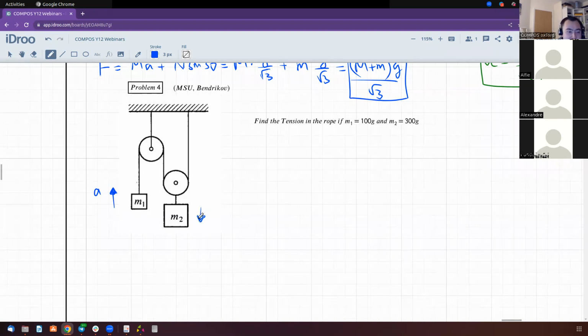What would be the acceleration of M2? And if you are able to answer this question, you are able to solve this problem. If M1 is accelerating at A, what is the acceleration of M2?